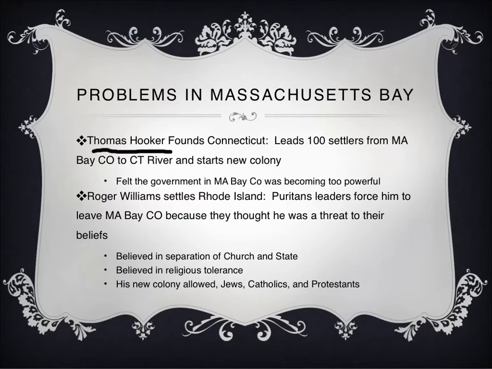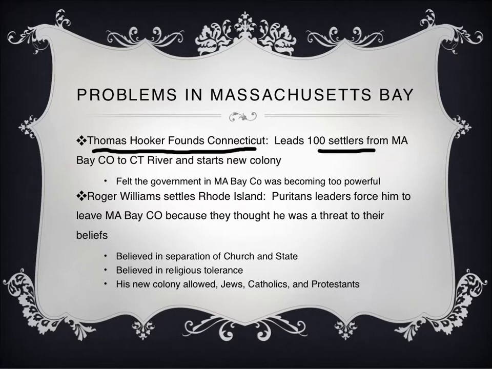All right. Okay. Let's talk about the first guy, Thomas Hooker. Thomas Hooker, he forms the colony in Connecticut. Now, Thomas Hooker was a minister, and he started to feel that the Massachusetts Bay Company leaders were becoming too powerful and felt that it's not right that it's just a small group of people controlling everything. So he leads about 100 settlers from Massachusetts. They follow some Indian trails, and they come to the Connecticut River, and they build the city of Hartford. And they begin to form the colony of Connecticut.